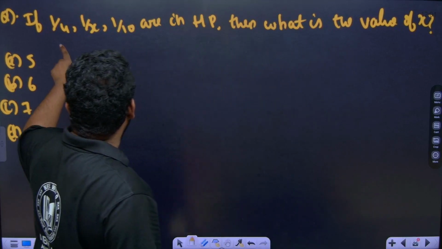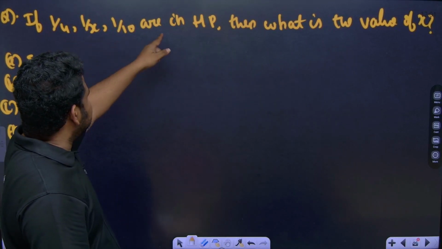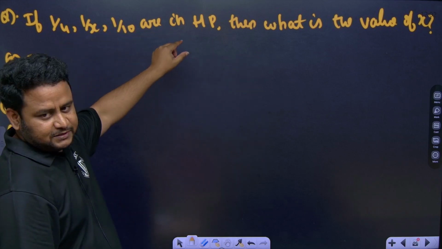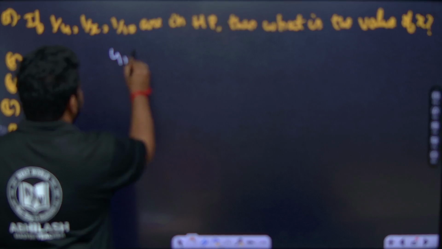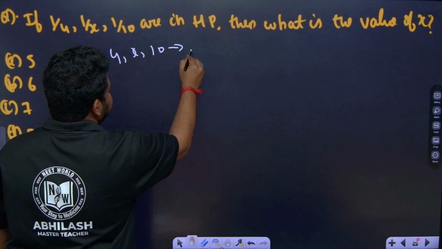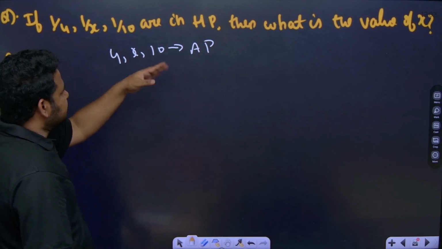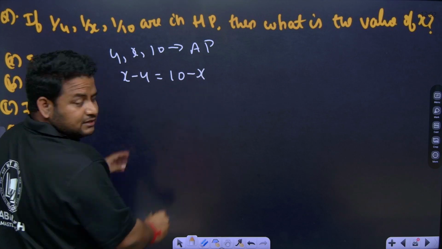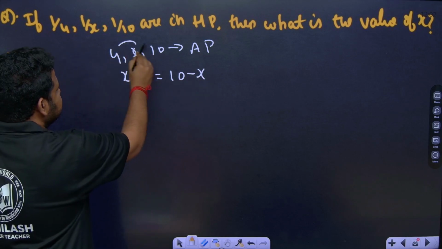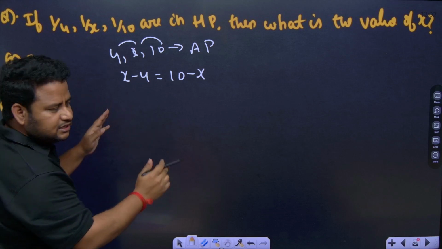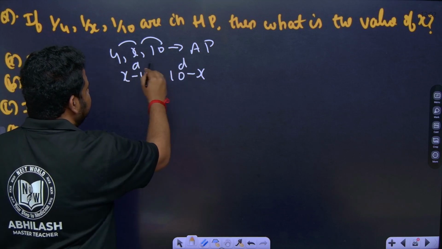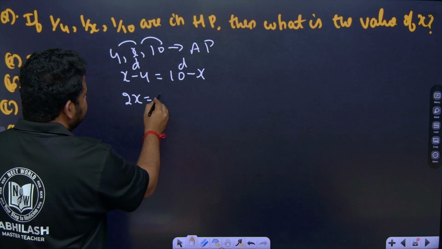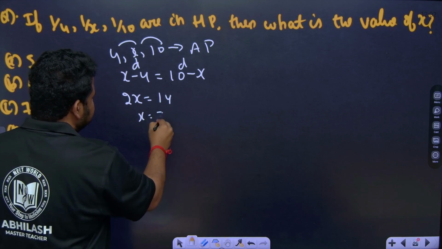They are telling, if 1 by 4, 1 by x, 1 by 10 are in HP, then what is the value of x? If 1 by 4, 1 by x, 1 by 10 are in HP, definitely I can write 4, x, 10 are in AP. Correct, no? Then x minus 4 will be equal to 10 minus x. This minus this and this minus this are equal. They are nothing but what? This is d and this is also d, the common difference. Now x will be what? 2x is equal to 14. x is equal to 7.